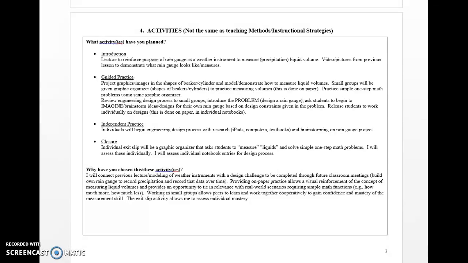Some individual practice problems use those beaker or cylinder outlines to measure "liquids," in quotes, because it's not three-dimensional. It's not an actual measurement, but I want to see that they're getting that concept in this basic two-dimensional visualization, and to use that to solve simple math problems.